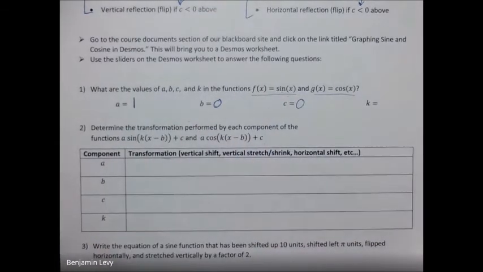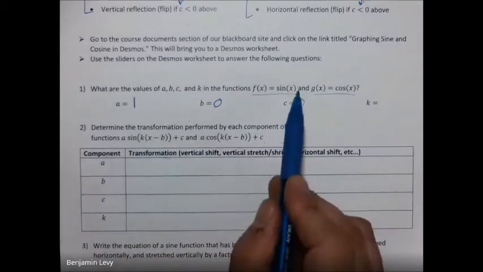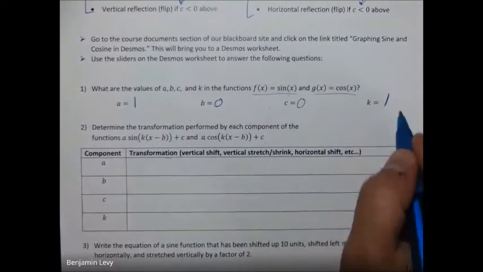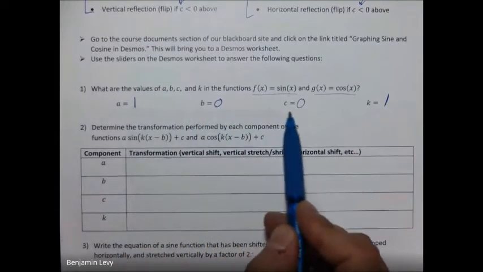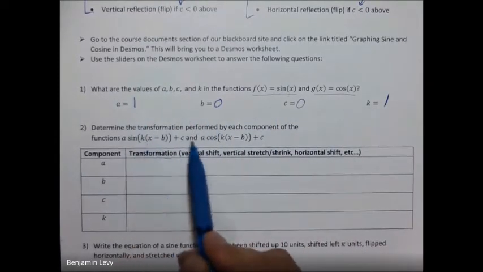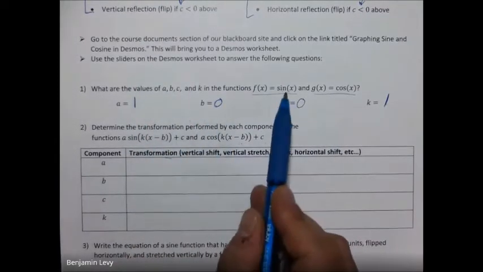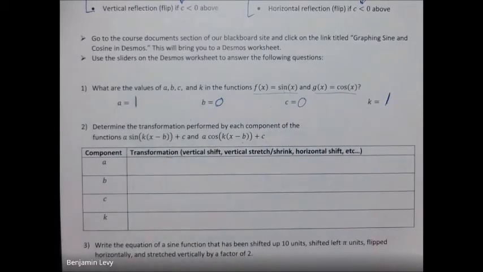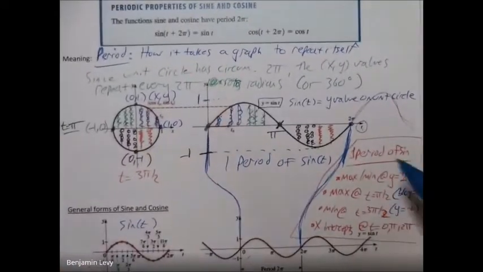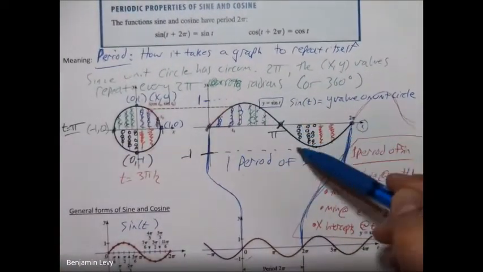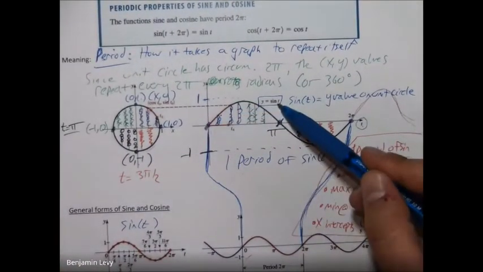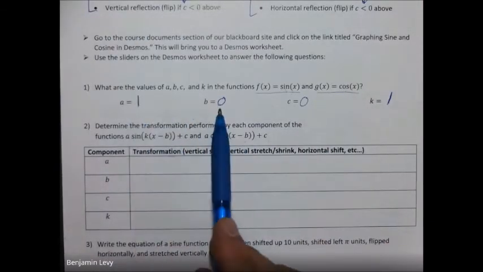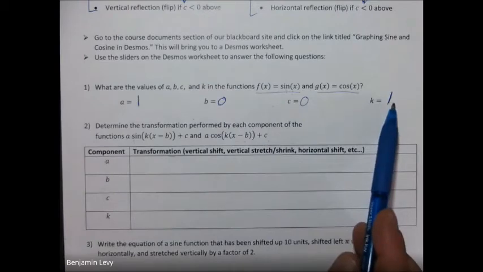And lastly, what's multiplying the x? There's nothing shown there, which means it's also just a 1 multiplying it. And so these are the values you need to plug into these functions just to get the regular sine and the regular cosine. When we traced out this graph and made this shape, just regular old sine, in terms of transformations, A was 1, B was 0, C was 0, and K was 1.